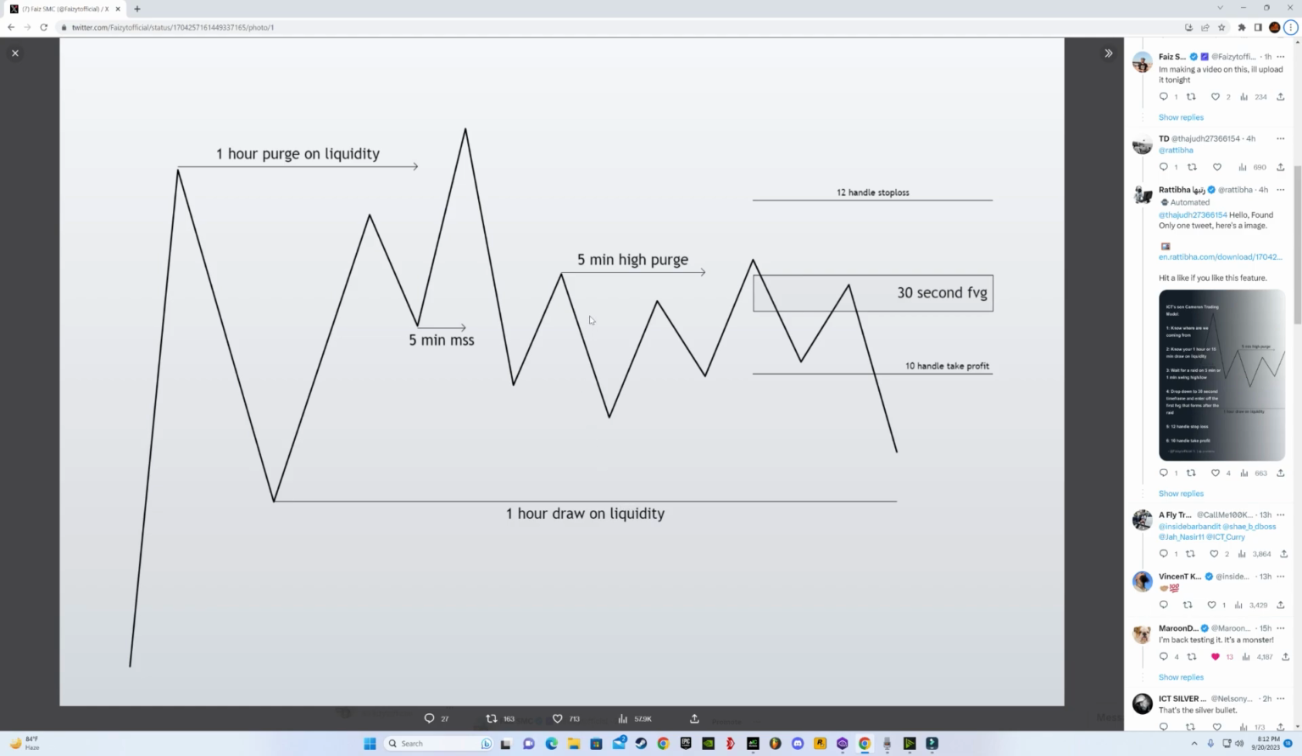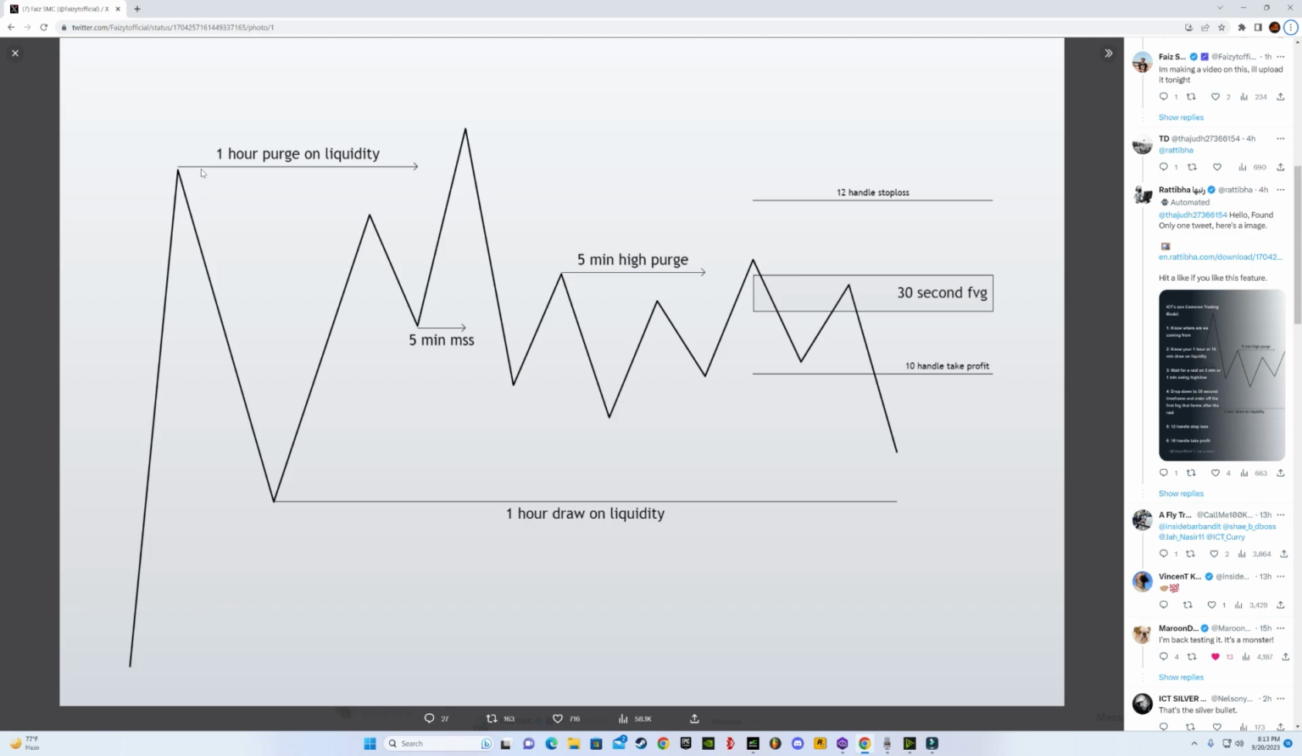But as I said before, I'm going to teach you how to simplify this by using external and internal liquidity method. So keep on watching, right? So once you have your draw on liquidity marked out, which is your 1 hour draw on liquidity, all you have to look at is what is the order flow, right? So I have annotated here that we first of all, where did we come from? We purged this 1 hour liquidity and then we had a 5-minute market structure shift.